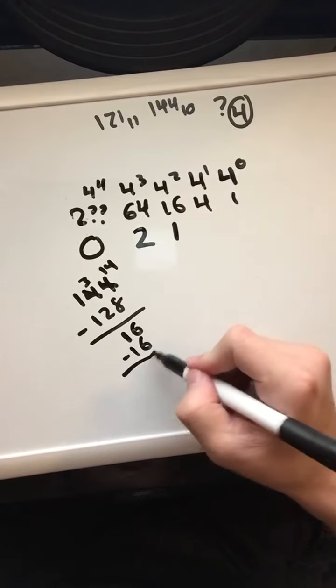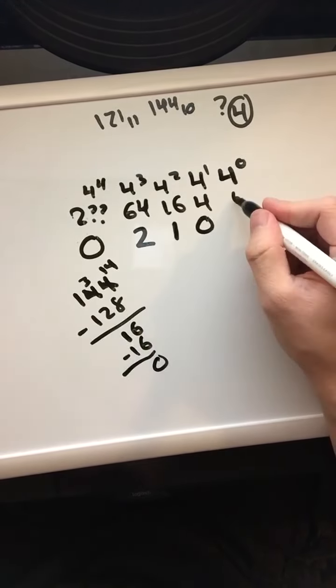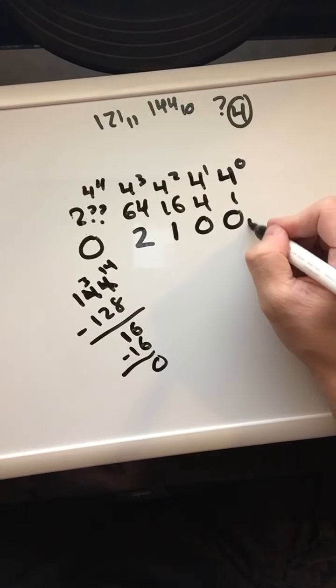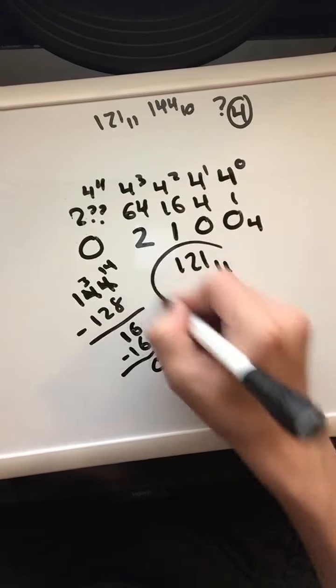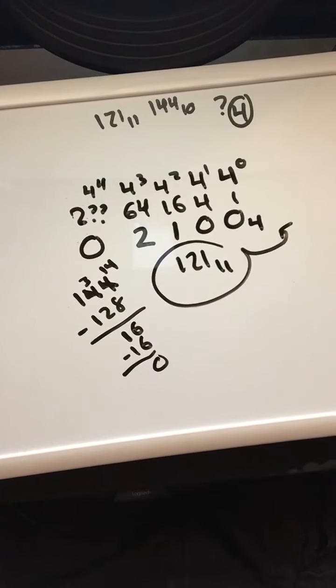How many times can 4 go into the 0 we have left? 0. How many times can 1 go into the 0 we have left? 0. So 121 in base 11 is 2100 in base 4.